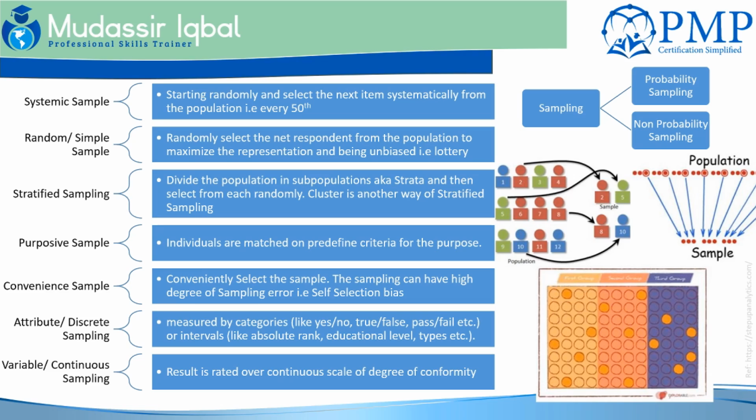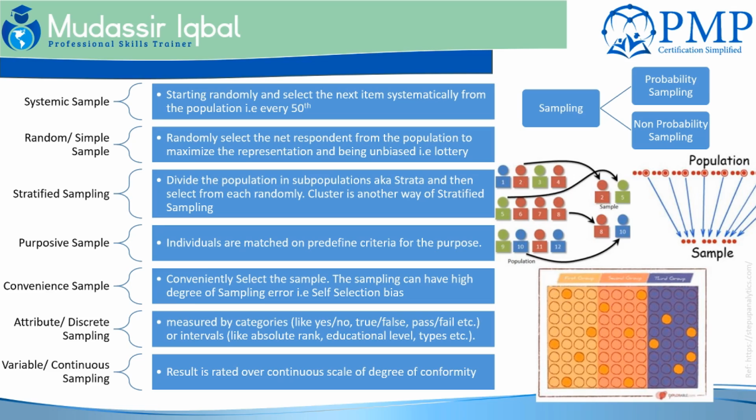So first of all, we have systematic sampling: starting randomly and selecting the next item systematically. So you have a population of 1,000, and every 50th you will select. This will give you pretty unbiased and representative sampling, because these are the two important factors when you are talking about sampling. It should be unbiased and it should be representative.